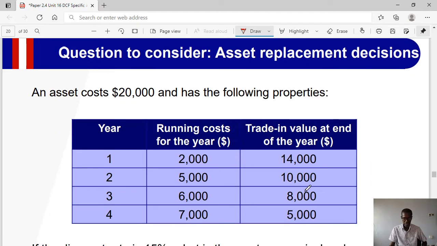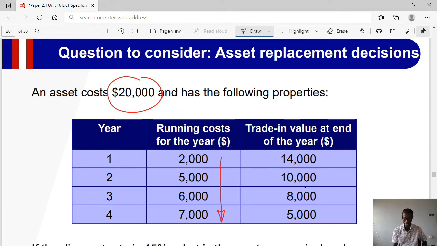So let's look at this question. An asset which costs 20,000 has the following properties. The cost of running the asset in the first year is 2,000, in the second year 5,000, in the third year 6,000, and in the fourth year 7,000. So you see that the cost of running the asset keeps increasing over time. It costs us more to run the asset, as we have ascertained earlier.